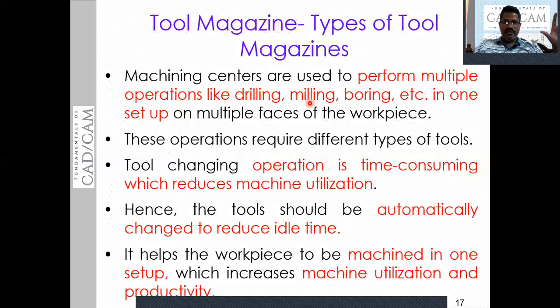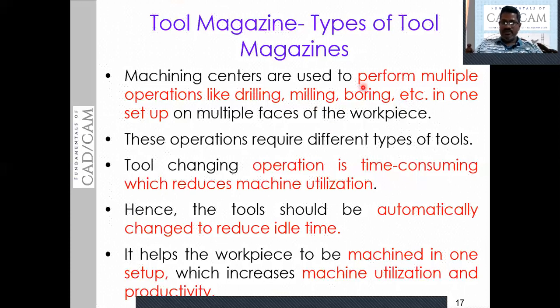Our magazine is a repository, a device where all the tools are kept with a specified address. As and when we want to change the tool, the ATC is going to move to the tool magazine, to the desired location where all the tools are addressed with a specified location. From that location, the ATC is going to pick up the tool, and that tool will be located in the spindle or in the tool post to perform the work.